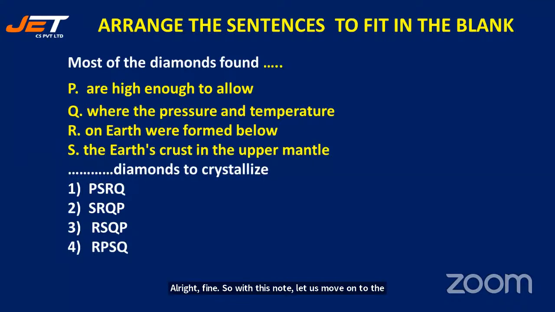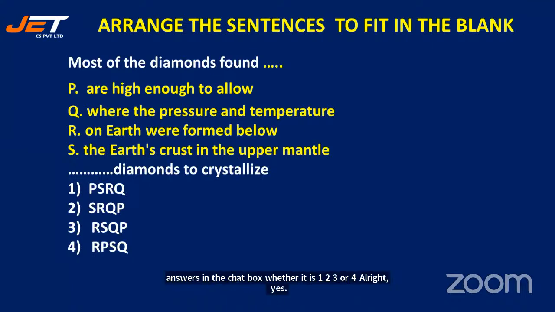Most of the diamonds found dash diamonds to crystallize. Four options are given. Quickly read to yourself what would be the first, second, third, and fourth one. Are high enough to allow, where the pressure and temperature on earth were formed below the earth's crust in the upper mantle. Take your time. Put your answers in the chat box, whether it is 1, 2, 3, or 4. I'm giving you time.